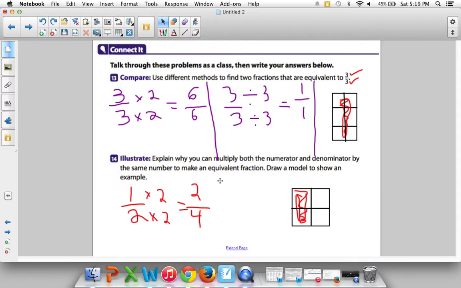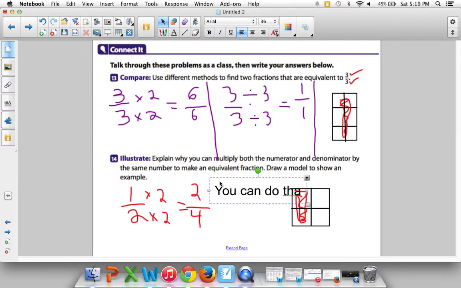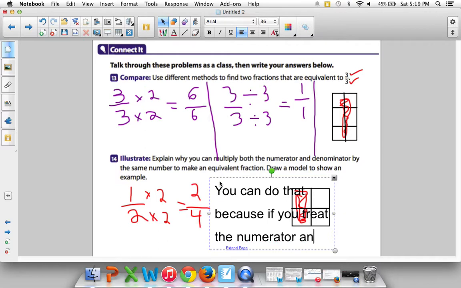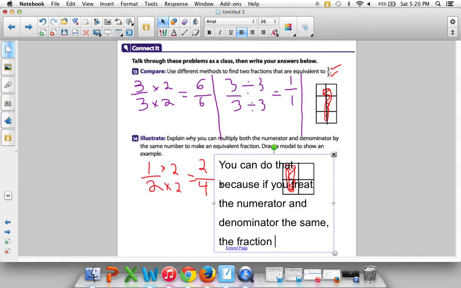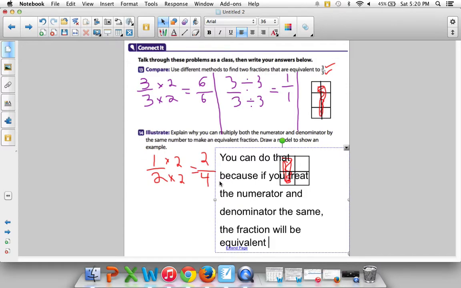It worked because, wait, why can you do that? You can do that because if you treat the numerator and denominator the same, the fraction will be equivalent. Bada bing, bada boom, bada boom, bada blee.